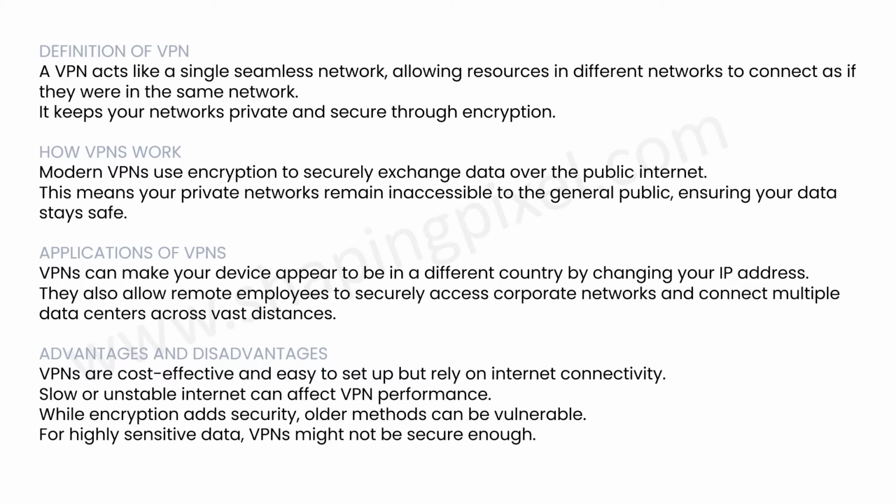Modern VPNs use encryption to securely exchange data over the public internet. This means your private networks remain inaccessible to the general public, ensuring your data stays safe. VPNs can make your device appear to be in a different country by changing your IP addresses. They also allow remote employees to securely access corporate networks and connect multiple data centers across vast distances.